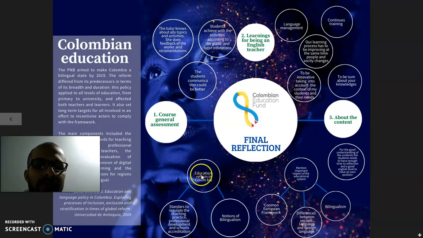The third element important about the content is education reform in Colombia. It is important because it first starts to deregulate teaching practice, professional development, and school accreditation. Also, universities or colleges have an accreditation, specifically university, not education and superior education. And the second element of education reform in Colombia, notions of bilingualism, is important.